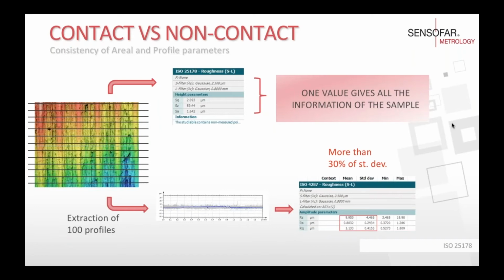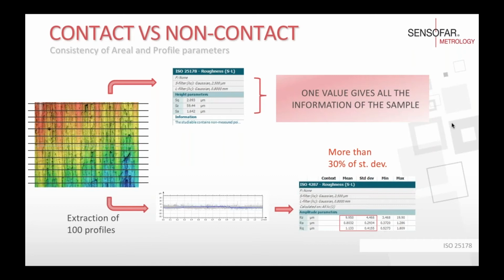So another case that may be interesting to take into consideration would be to characterize a whole area. For an optical profiler, it's going to be as easy as obtaining that area and then calculating the roughness parameters. So actually, for example, Sa, one parameter, is going to give all the information, it's going to comprehend all the information within the sample.